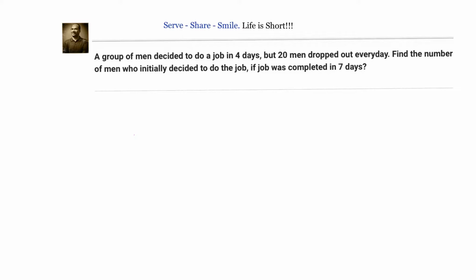So to solve this problem, we have to find out the number of men who initially decided to do the job. Let us say they are X. Now, in both the scenarios, whether X men complete the job in 4 days, or the number of people reduces by 20 every day starting with X and it took 7 days, the work done is the same, or basically the man days is the same. Man days is number of people into days.